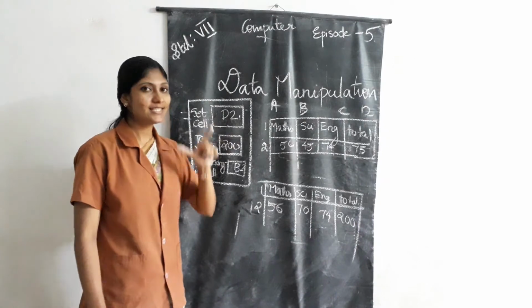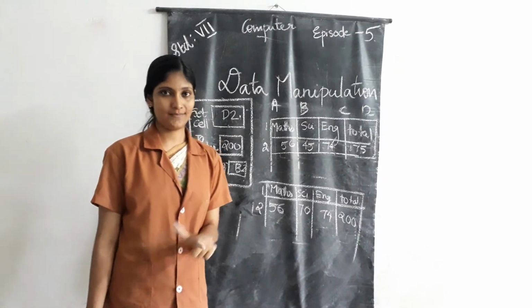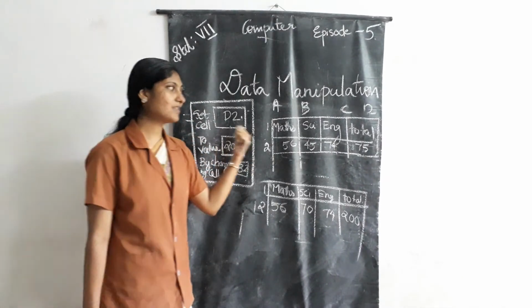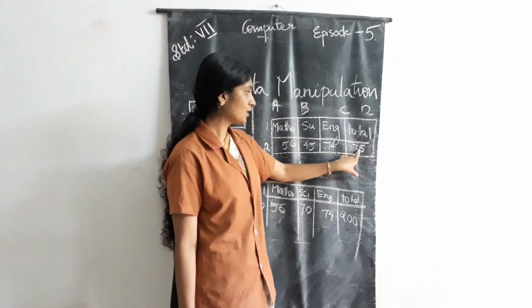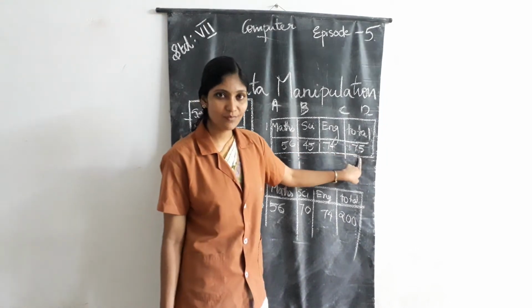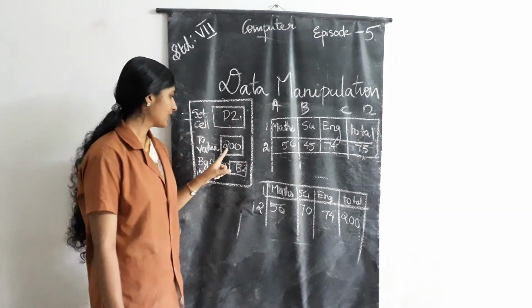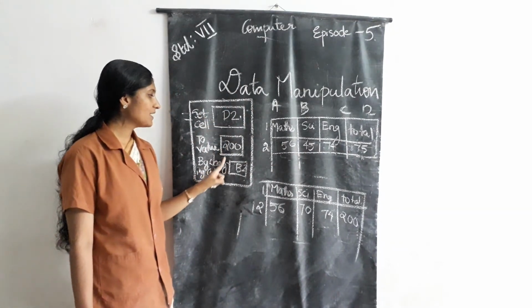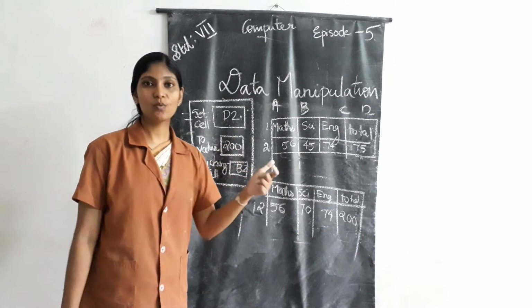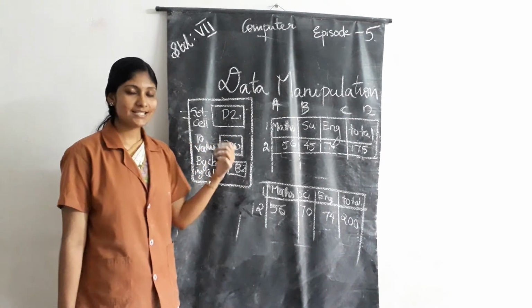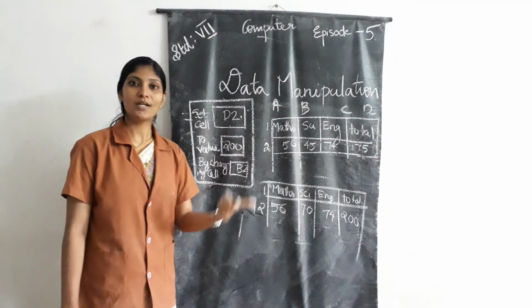You enter the cell address of the final result. Cell address of the final result means cell address of the total. Total is 175, so the address is D2. Just enter D2. Then the second one, to value, means just enter the value you want to get in the output. Just enter the value you want to change.